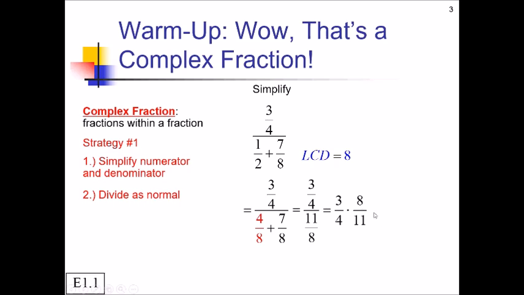Now we notice here that the 8 and the 4 can reduce. This can reduce to a 2/1. And now if I multiply straight across, I end up with 3 times 2, or 6, and 1 times 11 giving me 11, so 6/11.